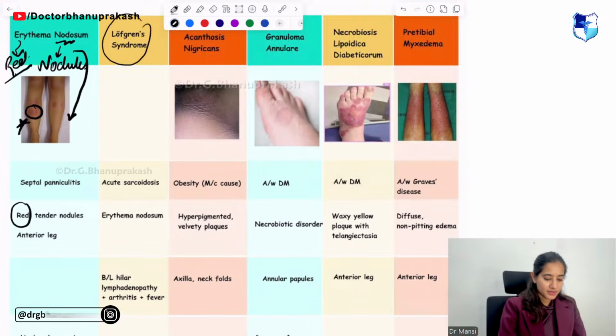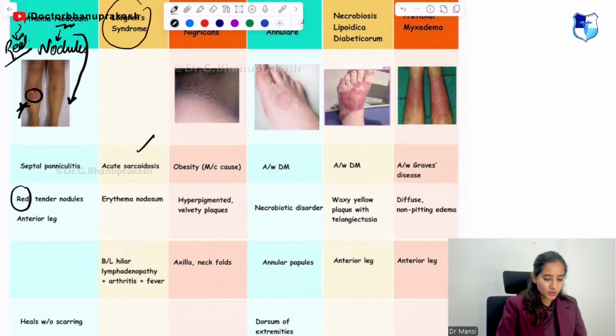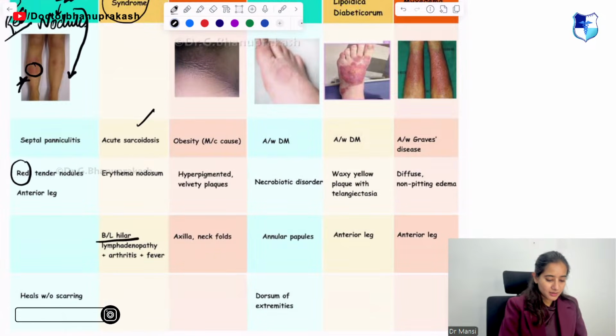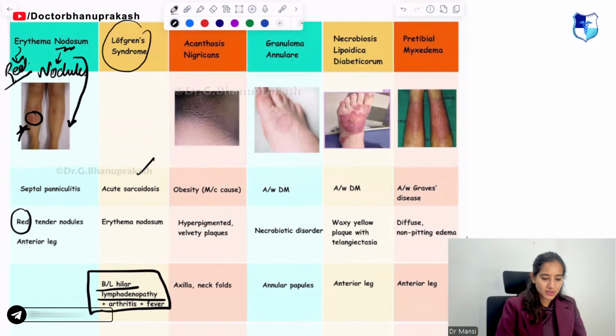Then we have Lofgren syndrome, which is the feature of acute sarcoidosis. There is bilateral hilar lymphadenopathy which is present in them with arthritis and fever. So this is the condition of Lofgren syndrome.